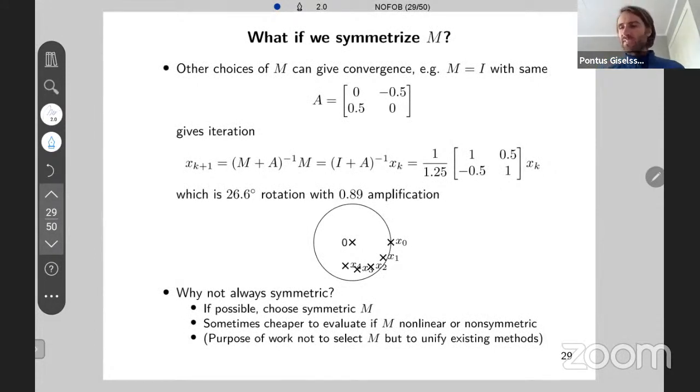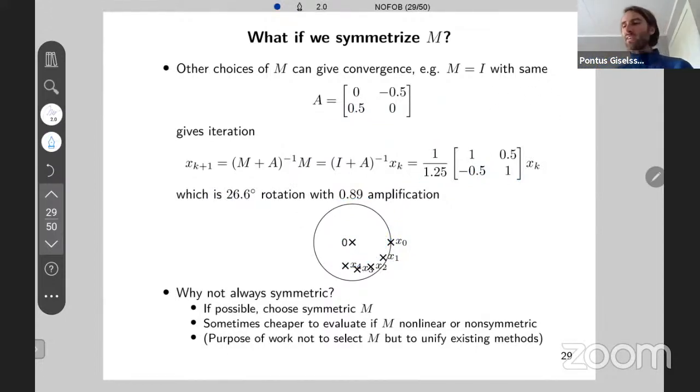First let's look at what happens if we instead choose a symmetric M. We take it to be the identity, which gives us the standard resolvent. I forgot x_k here again. We do the resolvent method, now with the identity matrix. The resolvent looks like this, which is the pure standard resolvent that we have seen in most of the algorithms. If we do the computations, we get that matrix, and it's still a rotation with the same number of degrees, but now the amplification is less than 1. So the length of the vector is reduced, and we spiral inwards towards the solution. In this case, it helps us to symmetrize M.